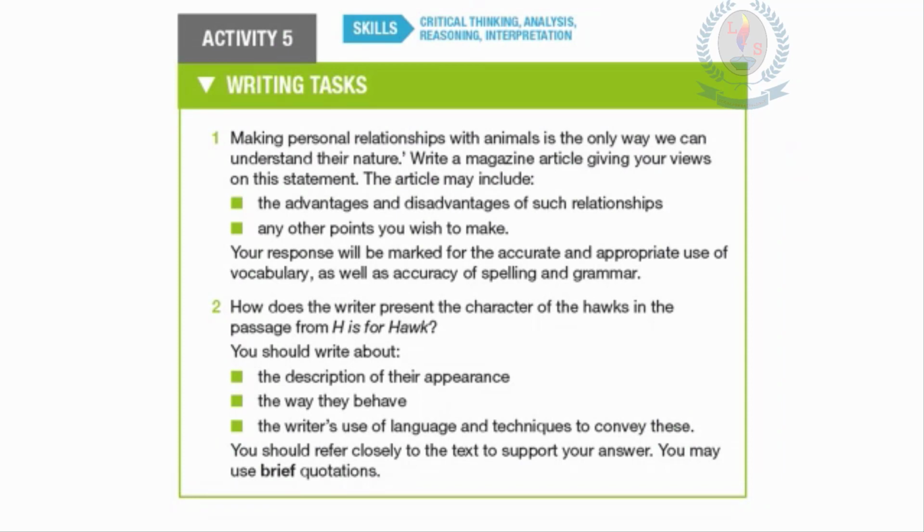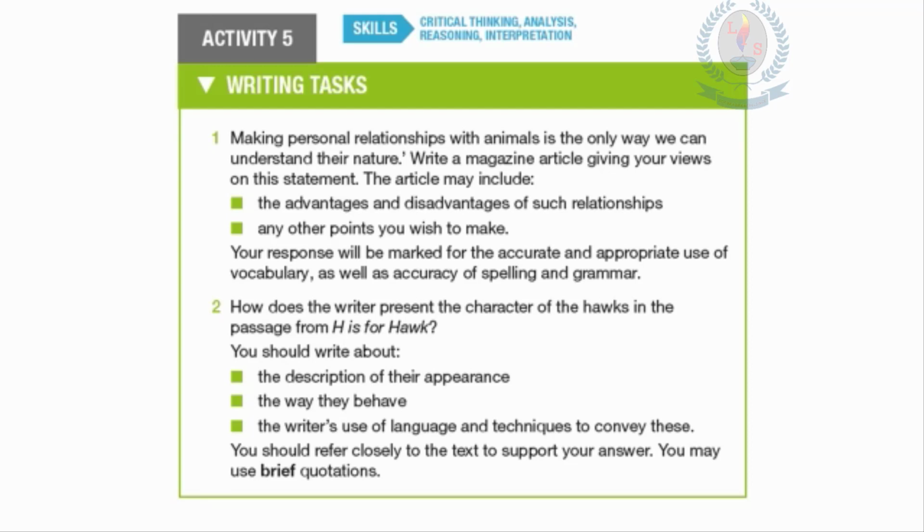Here are some writing tasks. Activity 5, page 146. Writing task 1: Making personal relationships with animals is the only way we can understand their nature. Write a magazine article giving your views on this statement. The article may include the advantages and disadvantages of such relationships, and any other points you wish to make. Your response will be marked for the accurate and appropriate use of vocabulary as well as accuracy of spelling and grammar.